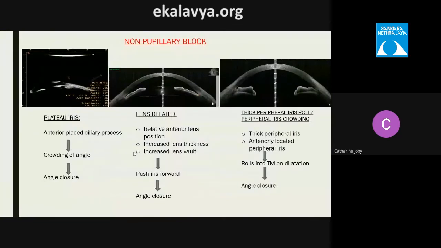Coming to non-pupillary block, it can be due to plateau iris, lens-related, or thick peripheral iris roll or peripheral iris crowding. In plateau iris, the anteriorly rotated ciliary process will cause crowding of the angle, leading to angle closure. Relative anterior lens position or increased lens thickness and increased lens vault will push the iris forward, leading to angle closure. In thick peripheral iris roll, a thick or anteriorly located peripheral iris, on dilatation, rolls into the trabecular meshwork, causing angle closure.